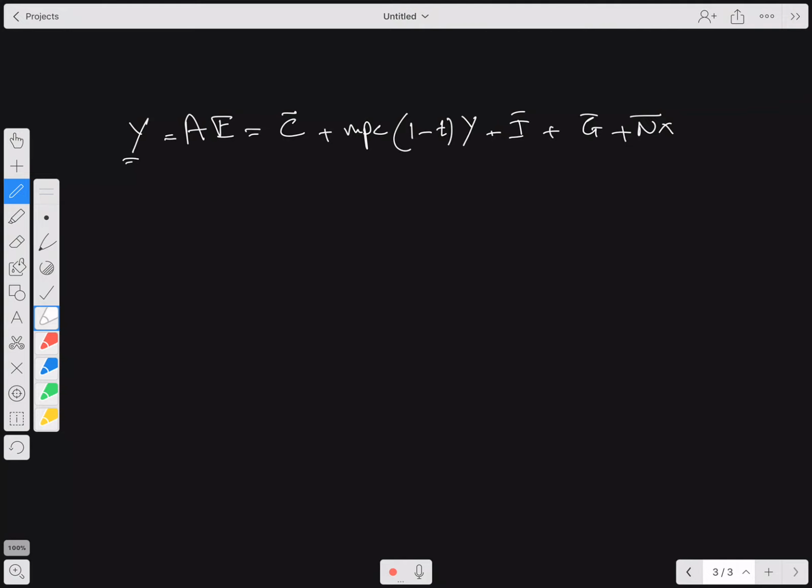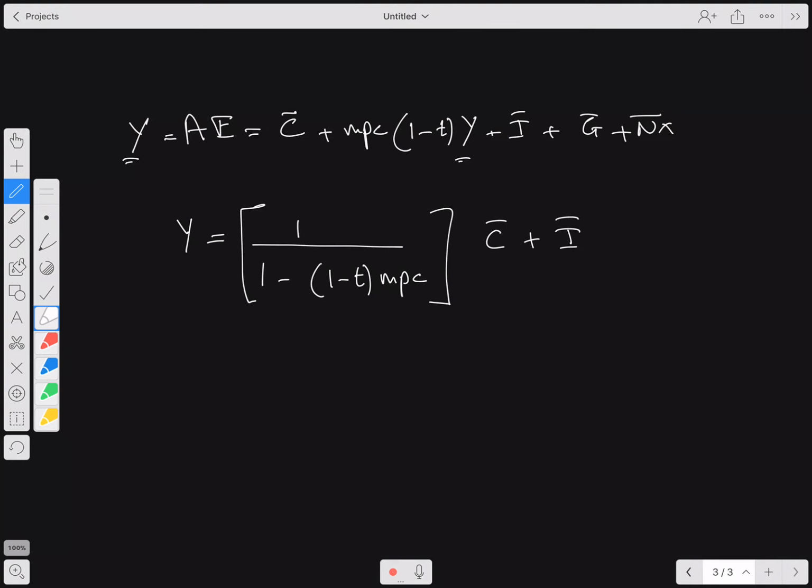Accordingly, we can solve for y in this equation. And once we solve for y, we can say that y is equal to 1 over 1 minus t times MPC. This is the new multiplier if I allow for taxes. And everything is multiplied times the same autonomous variables that we had in the previous slide. This is called the tax multiplier.